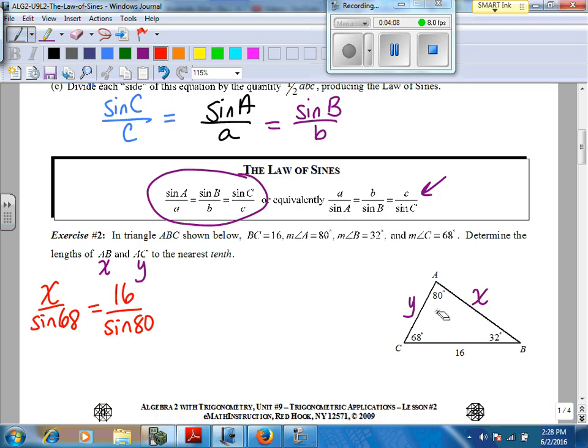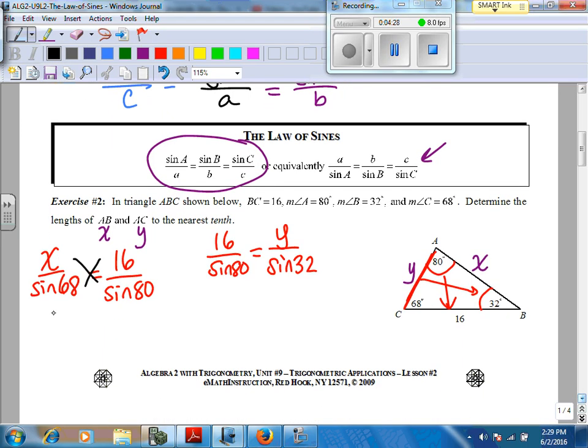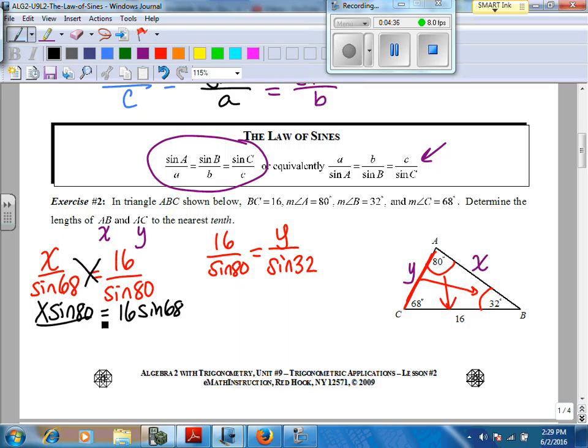And I'll wait a second to solve that, because now I'm going to set up the proportion for y. Now if I want to find y, again I have this pair, the 16 over the sine 80, equals y over the sine of 32. Now, when you want to solve this, it's a proportion. We cross multiply. We're going to get x sine 80 on the one diagonal equals 16 sine 68. Divide both sides by sine 80. Just make sure your calculator is in degree mode, and you get to the nearest tenth, 15.1.